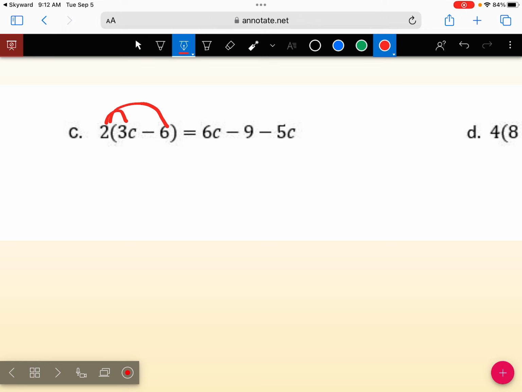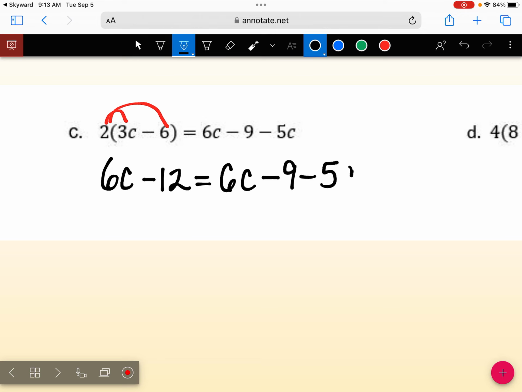When we multiply by 2, we get 6c minus 12. Oh, both of those look like 6s. Hold on, let me fix that. 6c minus 12 equals 6c minus 9 minus 5c.